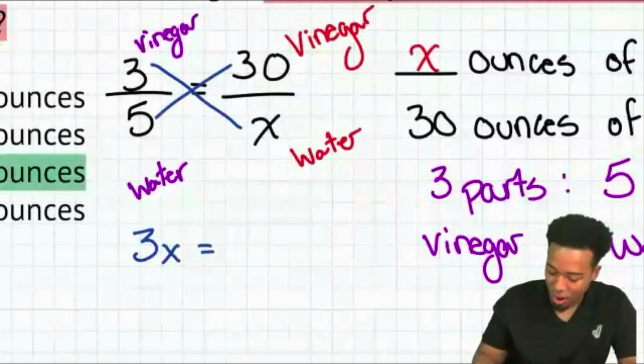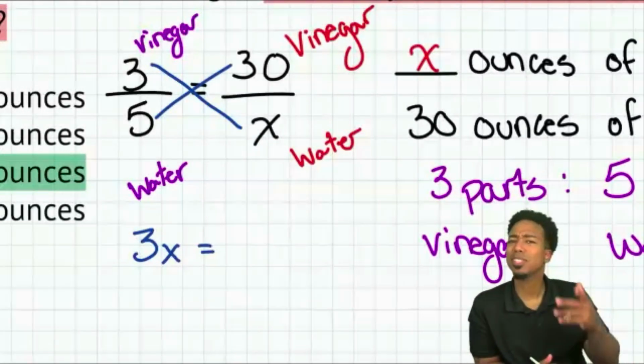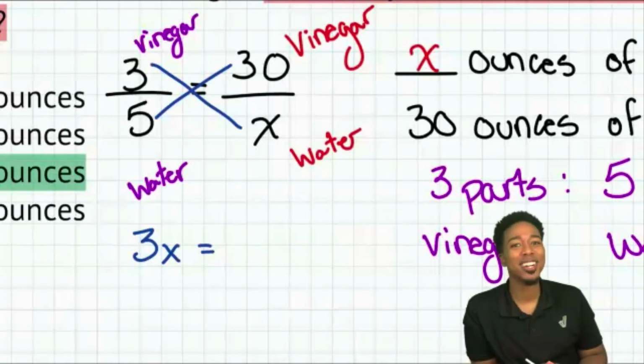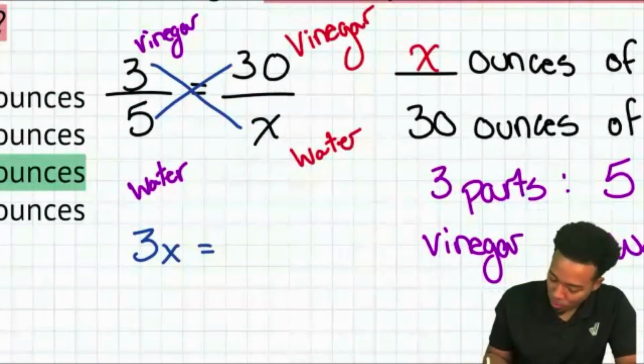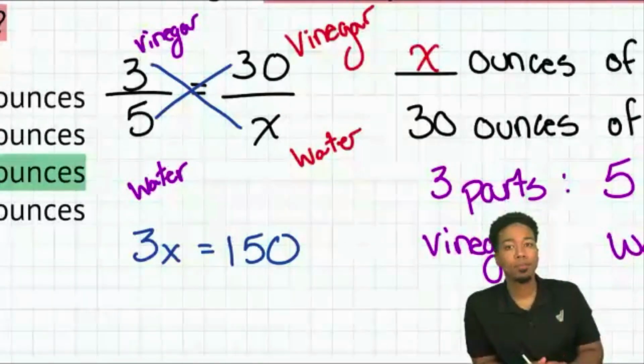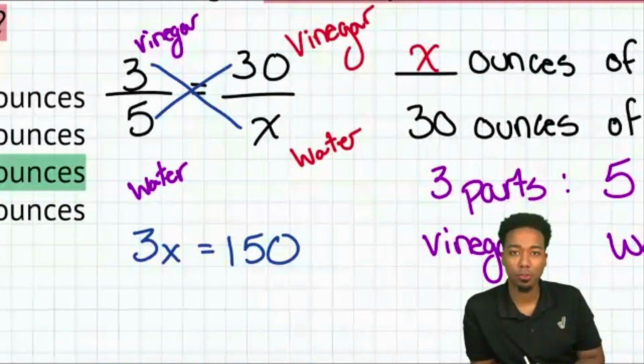And then cross right there, 5 times 30. What's that going to be? Yep, 150. Good stuff there. So we have 3x equals 150. Perfect. So we're here. We have 3x equals 150.